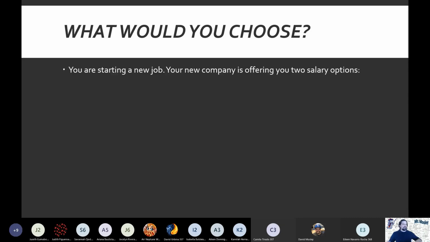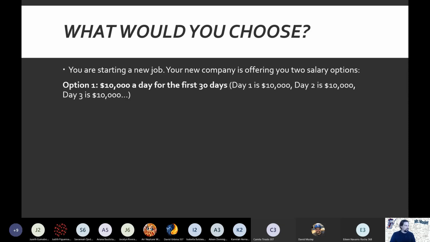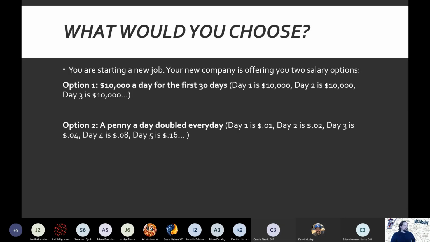All right, so our scenario is here. You're starting a new job. Your new company is offering you 2 salary options. Option number 1, you get $10,000 a day for the first 30 days. Right, day 1 is 10,000, day 2 is another 10,000, day 3 is another 10,000, and so on. Each day you get 10 grand. Option 2, you get a penny a day doubled every day. So the first day you get a penny, second day you get 2 pennies, third day you get 4 pennies, 8, 16 cents, and so on.